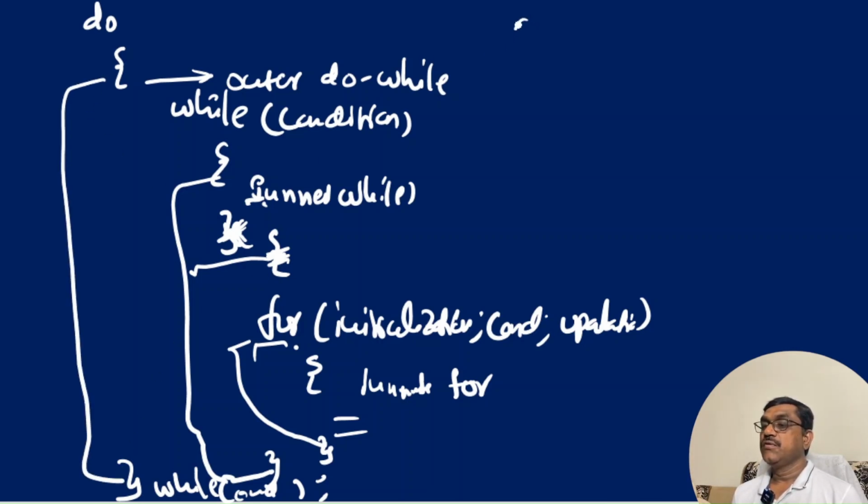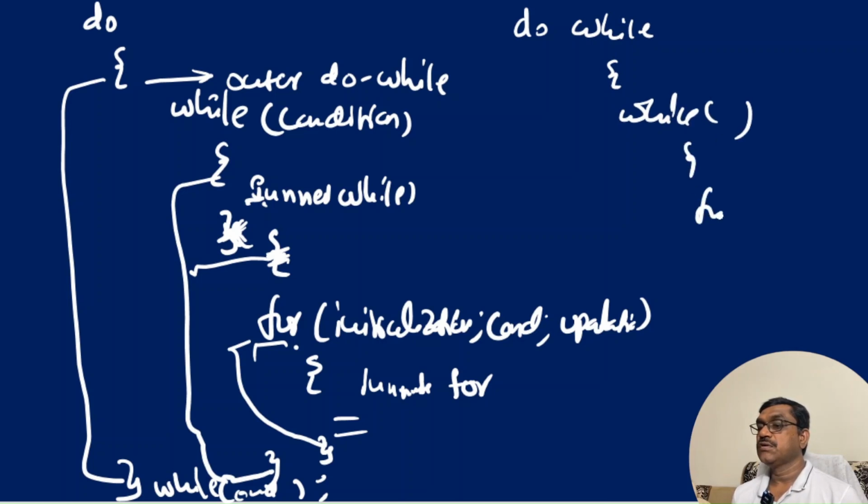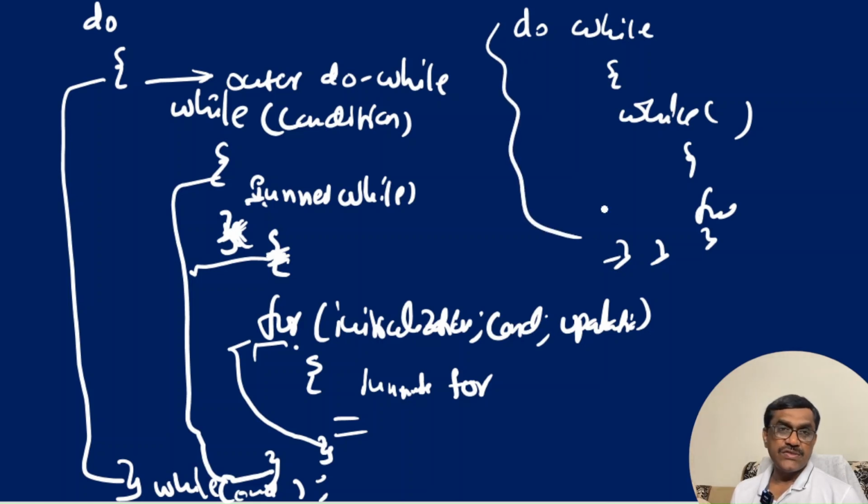So here, within do while, we have while. Within while, we have for. That is the logic we are using. So not only the same kind of loops can be nested, we can also use different loops which can be nested. That is what I want to say. This is about the nested loops concept.